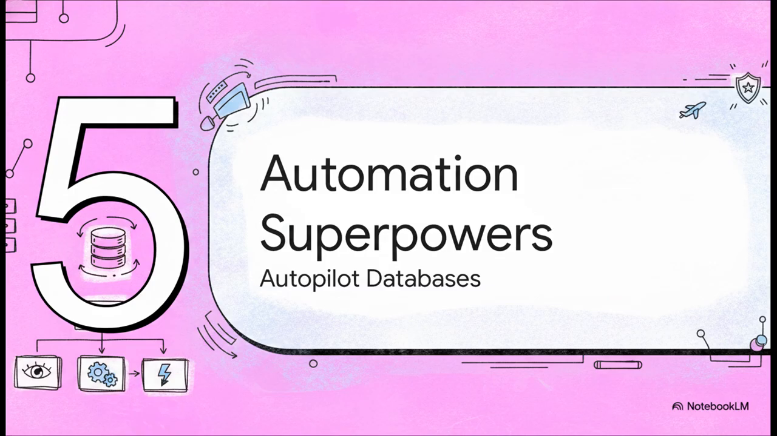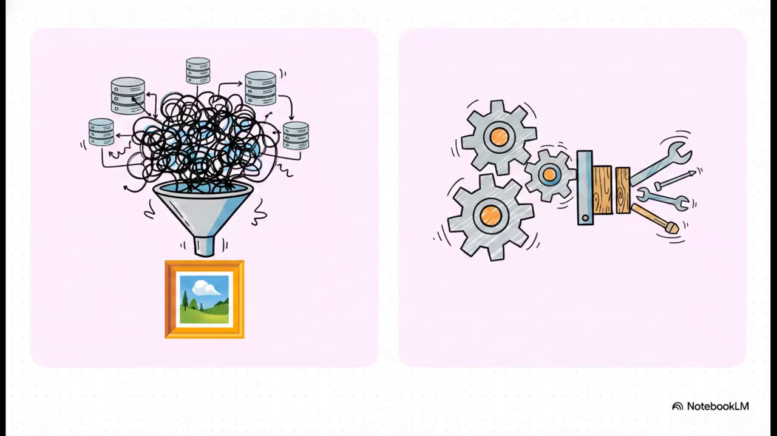All right, let's unlock some magic in Section 5, Database Automation Superpowers. This is where we introduce the final set of tools to put your database on absolute autopilot. Let's break down the difference between a view and a stored procedure.